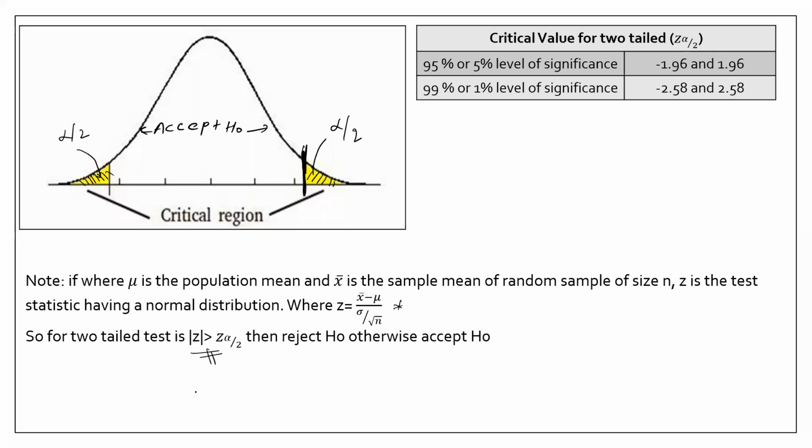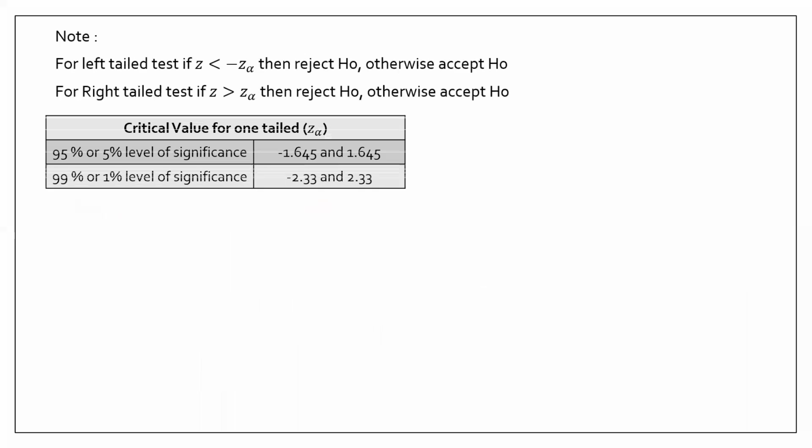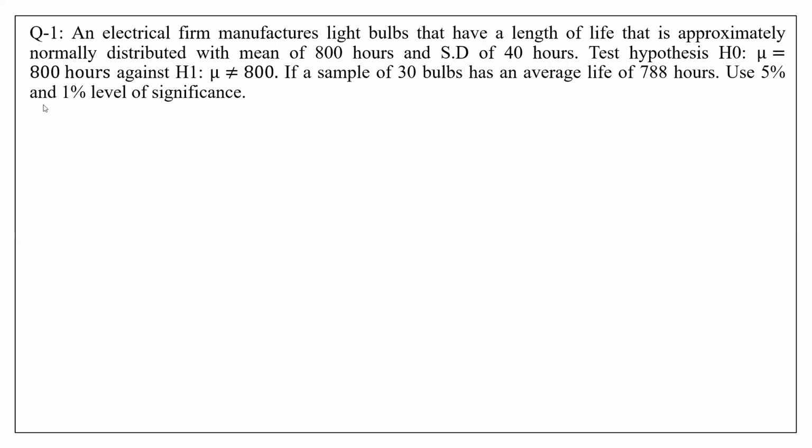If your mod Z is less than Z alpha by 2, then it will lie in between this range, so you have to accept the null hypothesis. For one-tail test, I will speak about this a bit later. I don't want to confuse you right now. Let us first work out some examples on two-tail tests, and then we'll go ahead with one-tail.